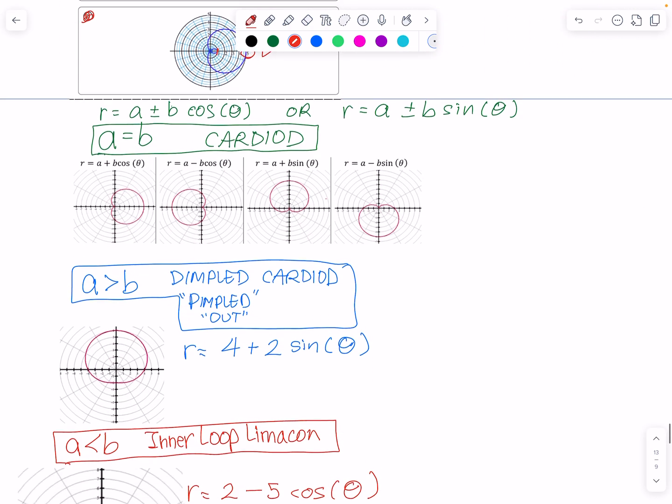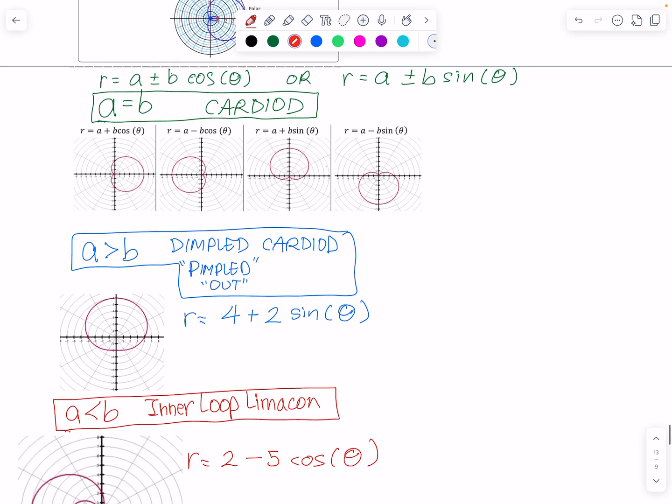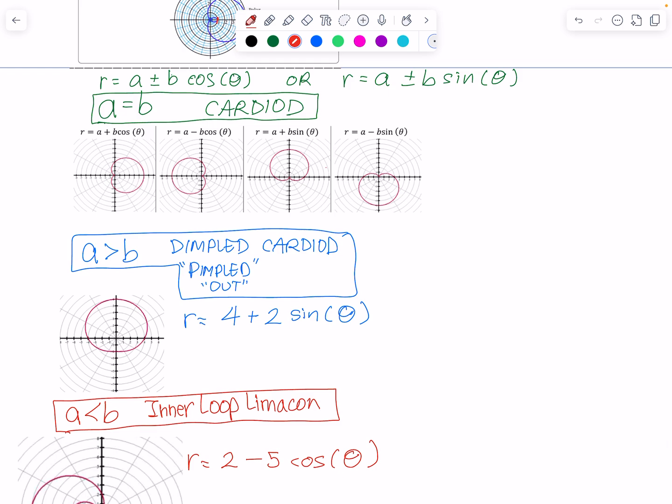Now, let me go over the other possibilities that can happen on your AP exam. So there are 3 main things that you have to understand when the A equals the B. Now, before that, you have to understand that cosine is left or right. When is it on the right? When the cosine is positive. When is it on the left? When the cosine is negative. Now, sine is about up and down. When sine is positive, it is up. When sine is negative, it is down.